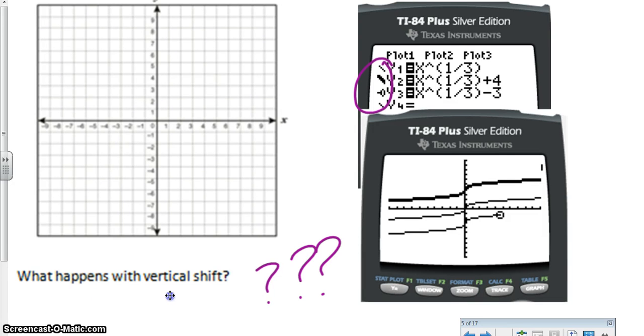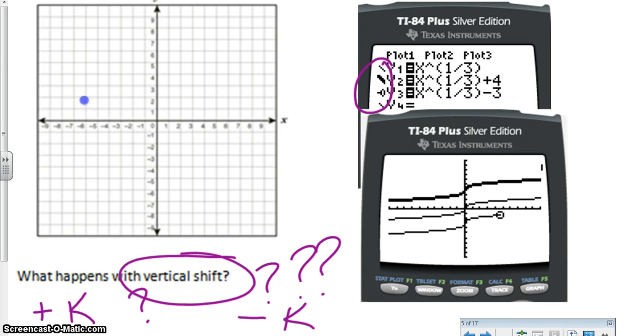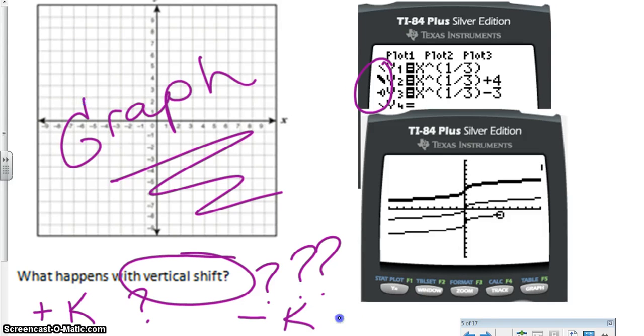Have you noticed the pattern for every single parent graph that we've done as far as vertical shift goes? What happens if you see a plus K? What happens if you see a minus K? And of course, pause the video so that you can answer those questions and graph.